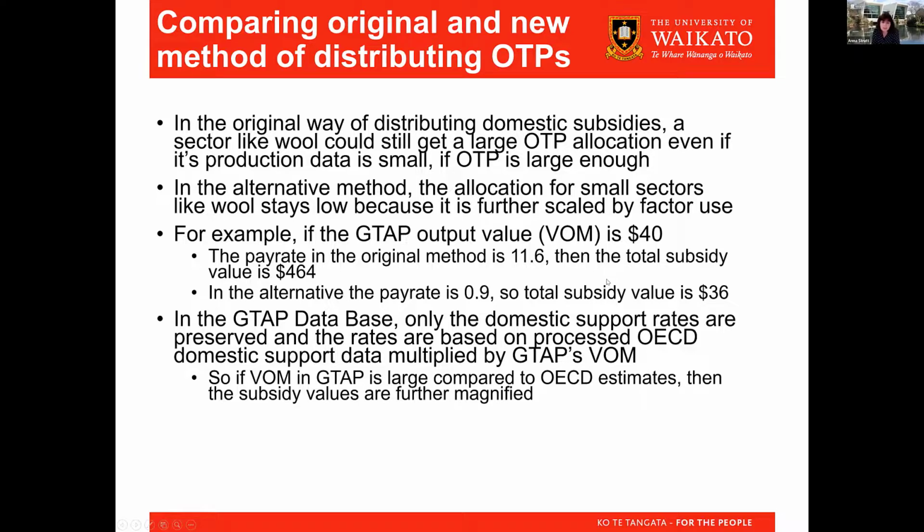In the GTAP database, only the domestic support rates are preserved, and the rates are based on processed OECD domestic support data multiplied by GTAP's VOM, or value of output at market prices. So if this value of output in GTAP is large enough compared to the OECD estimates, then the subsidy values are further magnified. So there's a further potential problem that can kick in there as well.